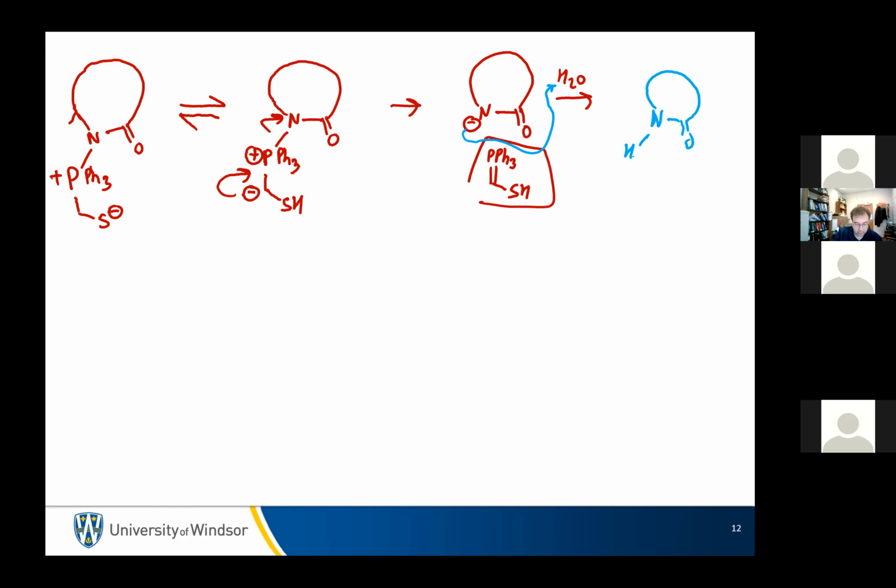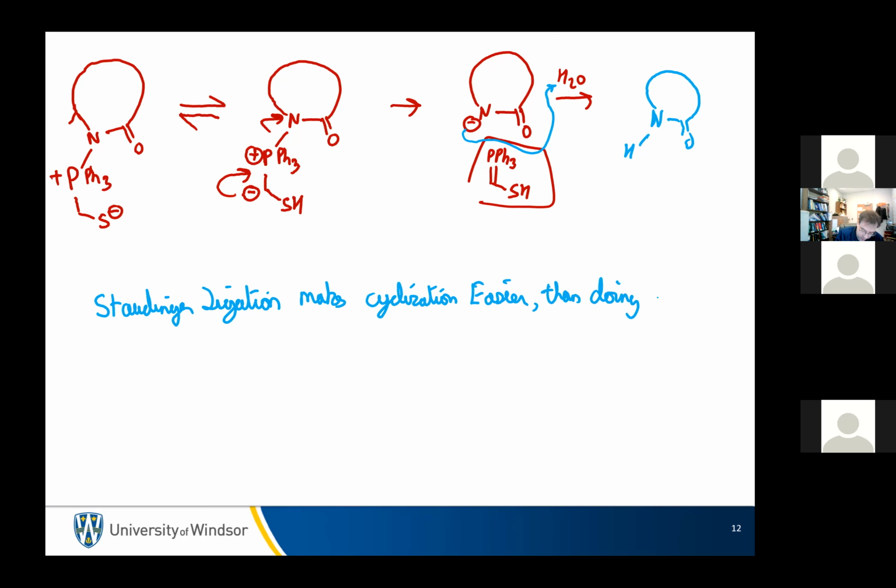So why am I showing this? Makes cyclization easier than doing peptide bond formation directly.